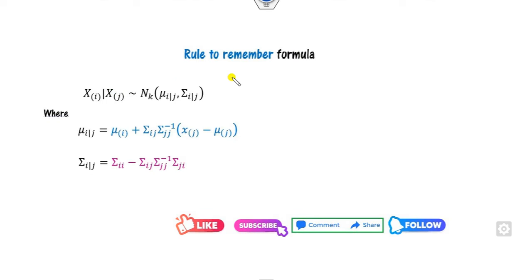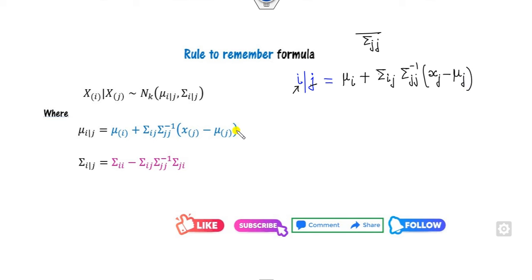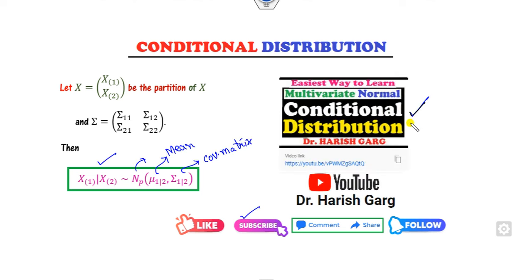Now you can easily remember this formula, that is i with condition j. This is the rule for that. The mean will be the first quantity, that is the mean of i, plus the covariance between them divided by the variance of this. What is the variance of this? Sigma jj, because this is a vector quantity, so instead of division it's an inverse, into the condition of this, that is xj minus the mean of this quantity. This is the way you can remember this expression. Otherwise you can recall the lecture where I used the trick for recalling this formula.